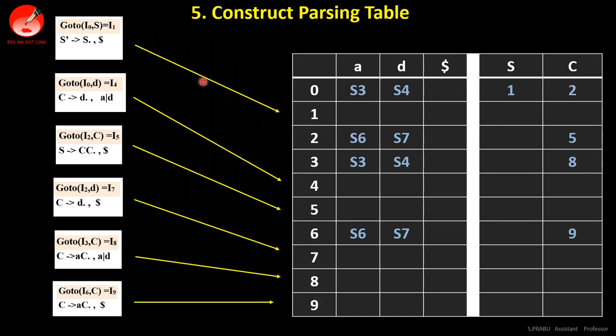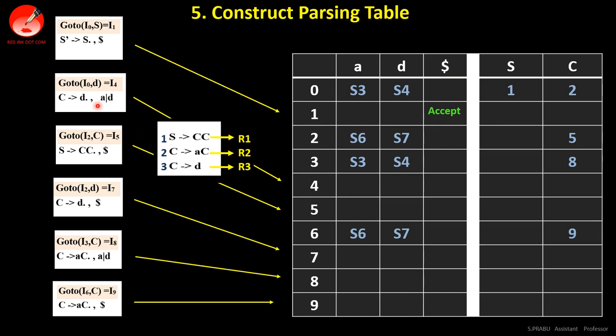For explanation purposes I write like this. In your examination you can directly write the values. For the first row, capital S is going to end, so I write accept in the dollar column. So 1 and dollar is always accept for all grammars. In the fourth row, the third rule is going to end, so you should write R3 in columns a and d. In the fifth row, the first rule is going to end, so you should write R1 in the dollar column. In the seventh row, the third rule is going to end, so you should write R3 in the dollar column. In the eighth row, the second rule is going to end, so you should write R2 in the a and d columns.